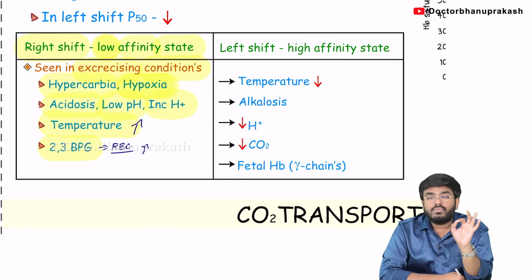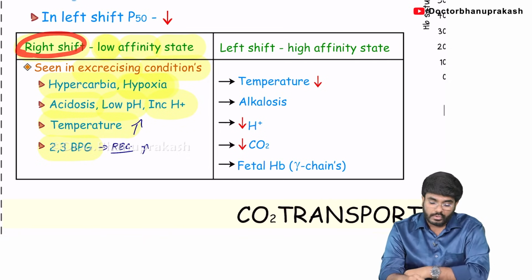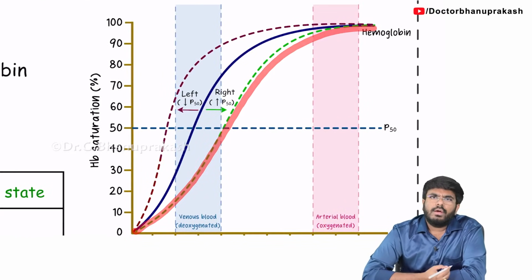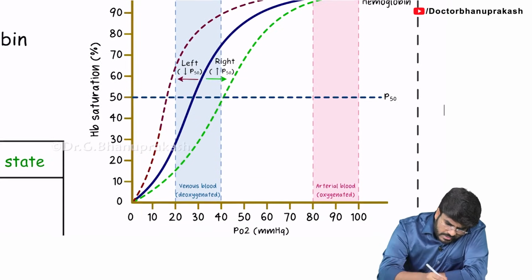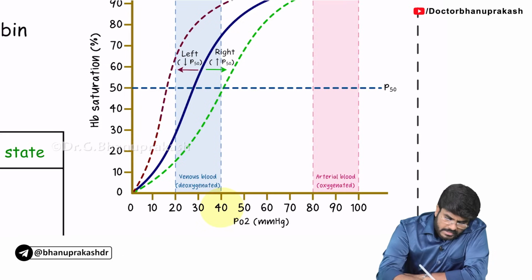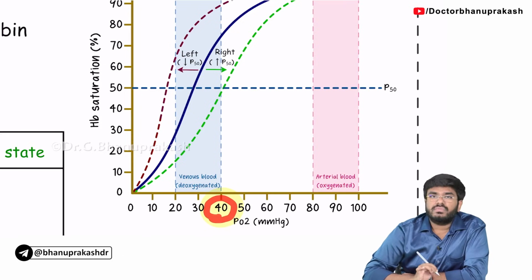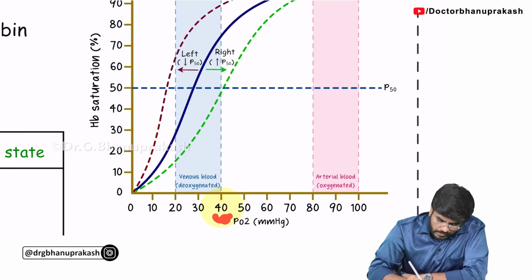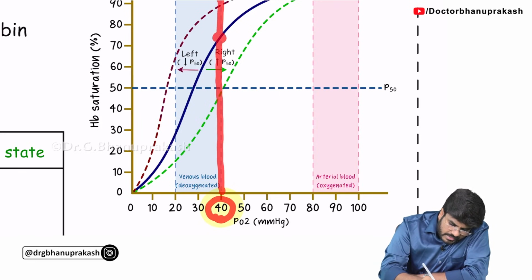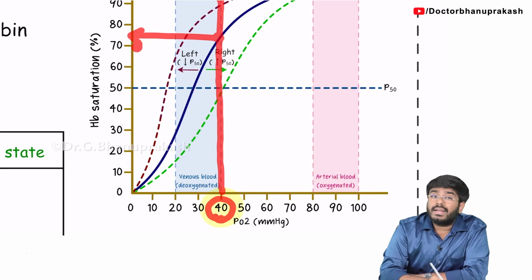So, that is what is called a right shift. Look at the right shifted curve. Right shift. This is the green color curve, right? Now, look at the level of tissue, in the venous blood. Look at the venous blood, 40 point. In a normal person, whenever the partial pressure of oxygen is 40, hemoglobin is how much percent saturated? Hemoglobin is 75% saturated.